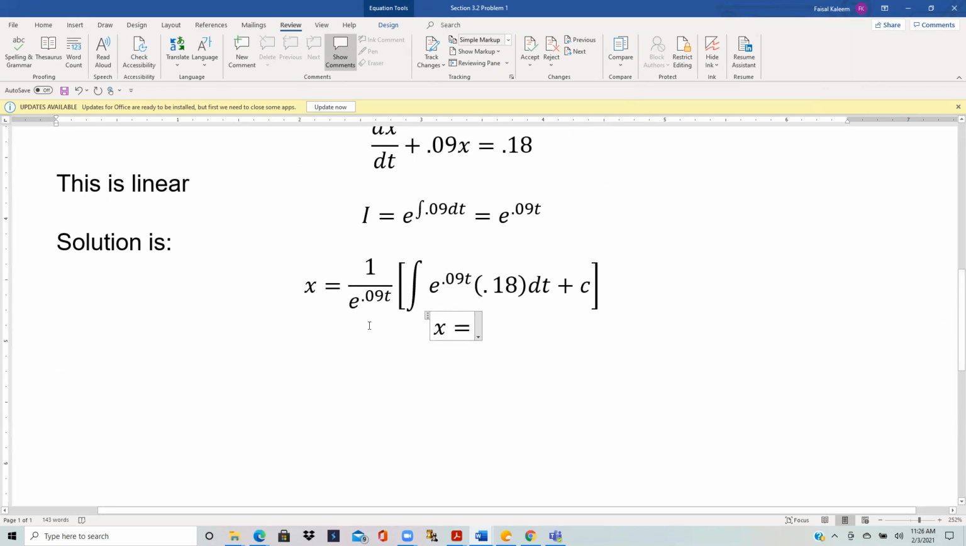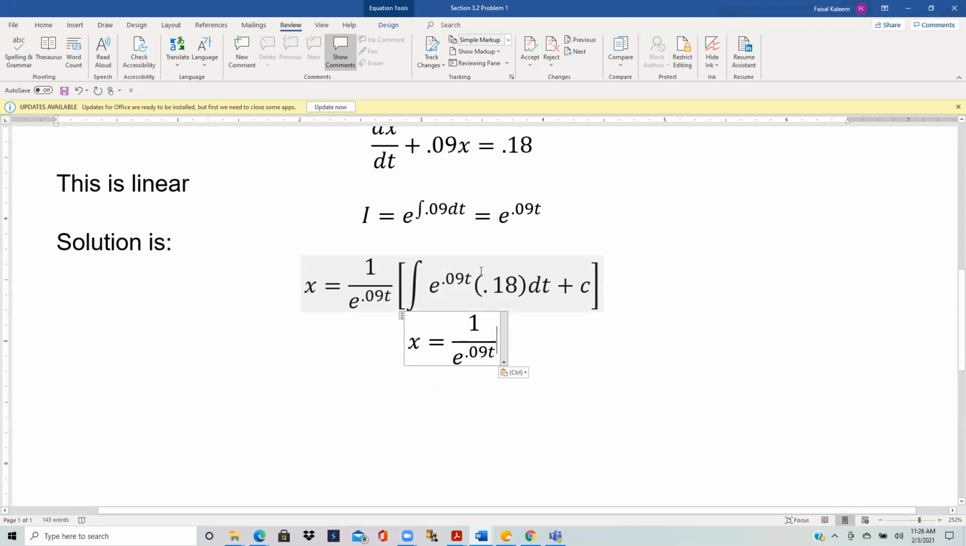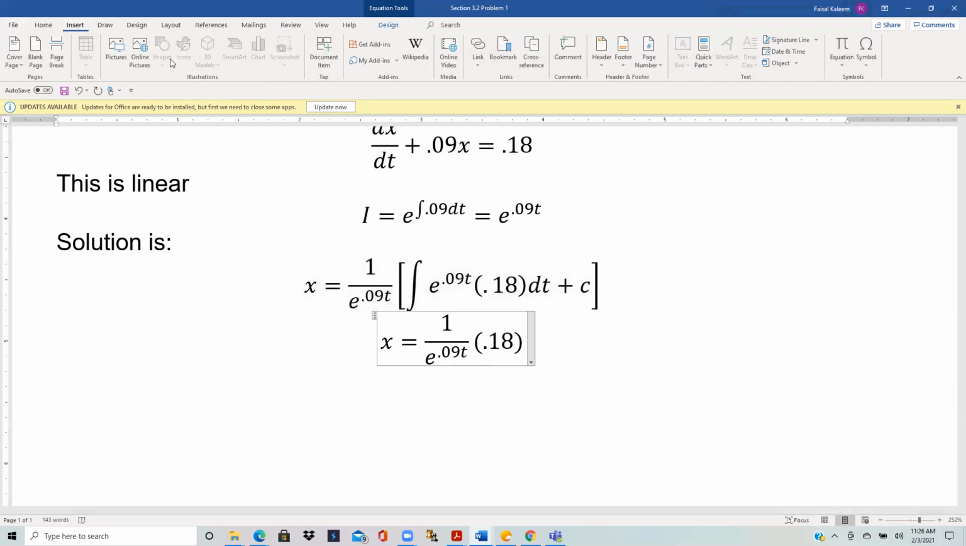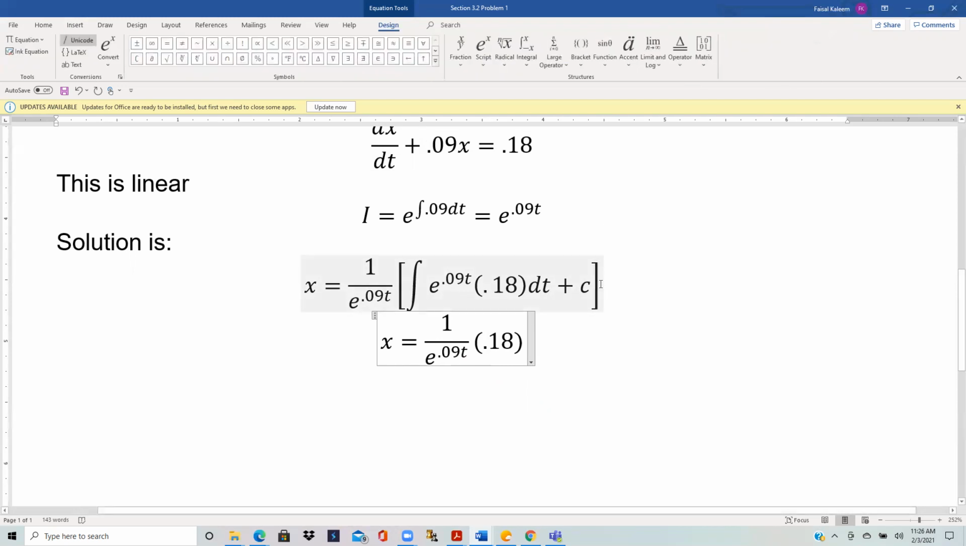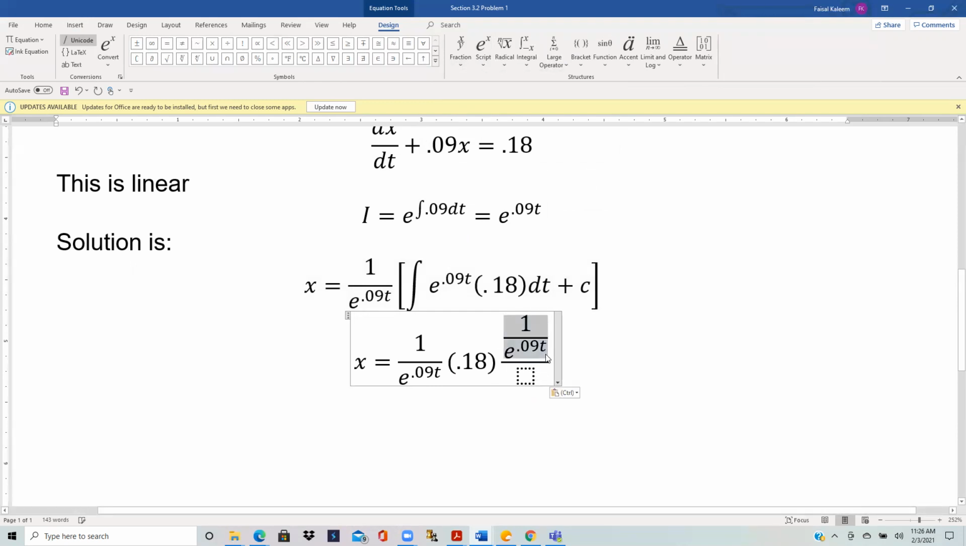So this just stays. That's outside the integral. And then the 0.18 is a constant. And then the integral of e to the 0.09t is just e to the 0.09t over 0.09.